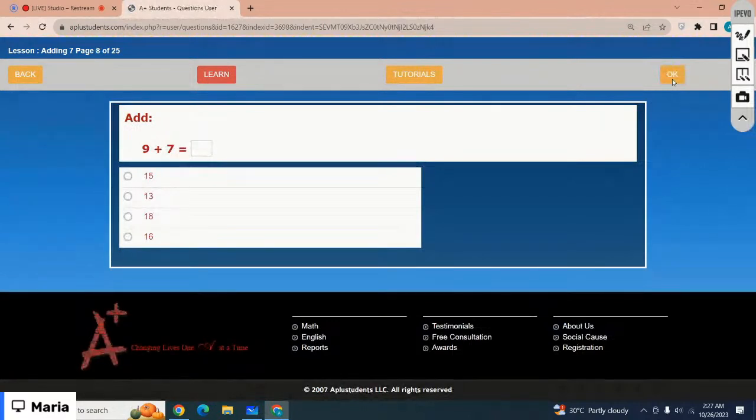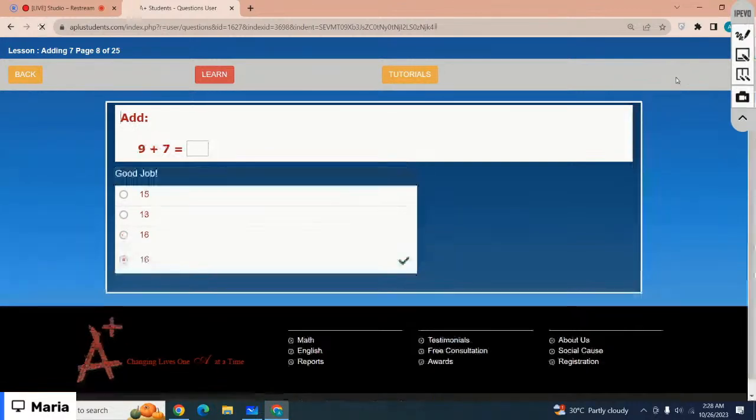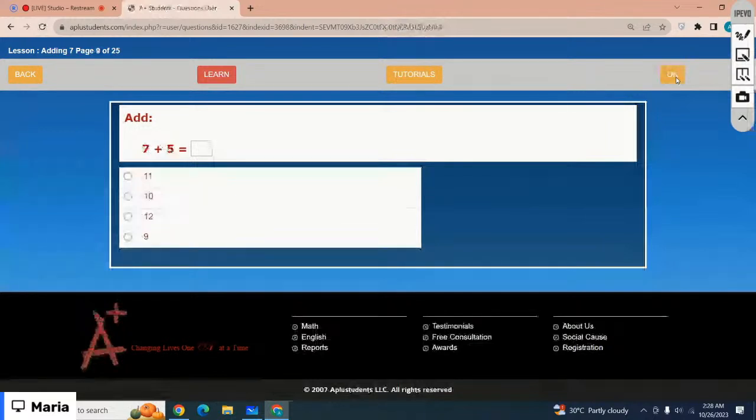Okay, the next one is 9 plus 7. So which is the correct option? 9 plus 7 makes. Yes, the correct option is 16. Very good. Okay, the next one is 7 plus 5. So which is the correct option?